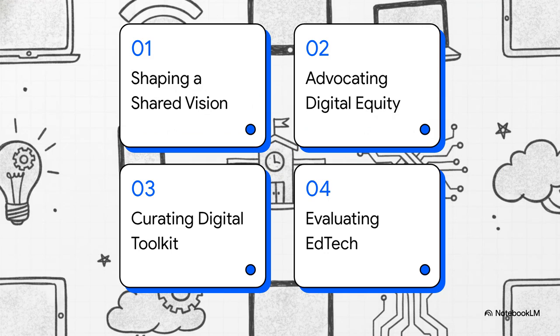So here's our roadmap for today's explainer. First, we'll dive into shaping a shared vision. Then we'll talk about advocating for digital equity. Third on the list is curating your digital toolkit. That's the highly practical stuff. And finally, we'll wrap up with evaluating EdTech for success. Let's jump right into step 1.